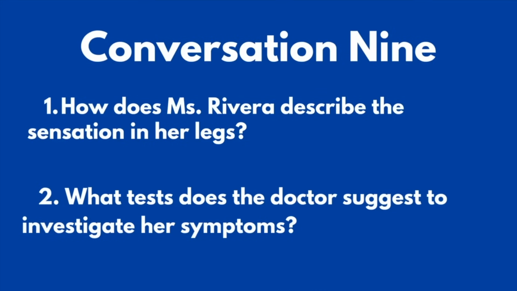It's not constant. It's worse in the evenings. It feels like my legs are alive, like there's electricity running through them. I can't sit still, but moving doesn't really help. That sounds frustrating. Have you noticed any other symptoms like muscle weakness or changes in your sleep? Well, my sleep's been awful. I keep waking up, sometimes feeling like my legs jerk on their own. And as for weakness, it's hard to say. I don't feel weak exactly, but I don't feel steady either.